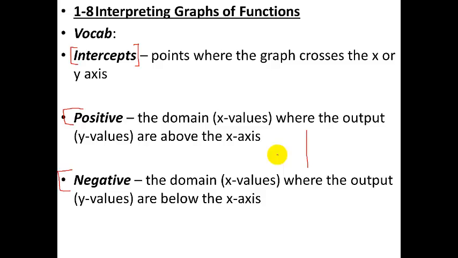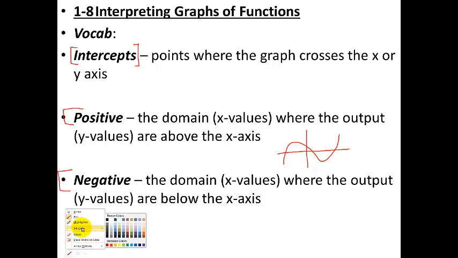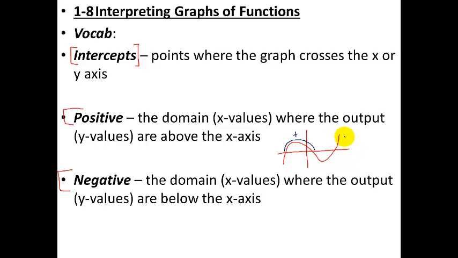So if you've got a graph and it goes like this, then let me highlight here in color. This part right here is positive because it's above the x-axis, and this part right here is positive, while this part right here is negative, and this part right here is negative. So when we say something is positive or negative, we're identifying the location or domain, the x values, where the output or y values are above the x-axis or positive.